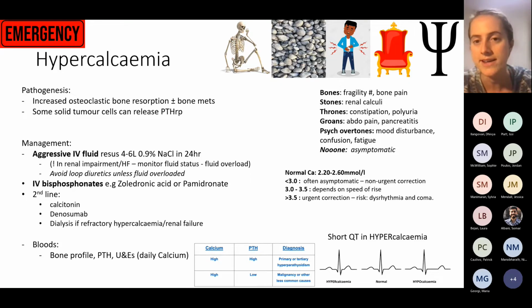The only time you would give a loop diuretic is if you've fluid overloaded them, and then you need to diurese them. So yes, it's aggressive IV fluid. Just take care with renal impairment and heart failure. IV bisphosphonates, as you guys have said. And then second line, you can use calcitonin if bisphosphonates aren't doing the trick. Denosumab and dialysis, but those would be decisions from your seniors. And then remember what bloods you want to do: the bone profile, PTH, U&Es, and regularly check their calcium.